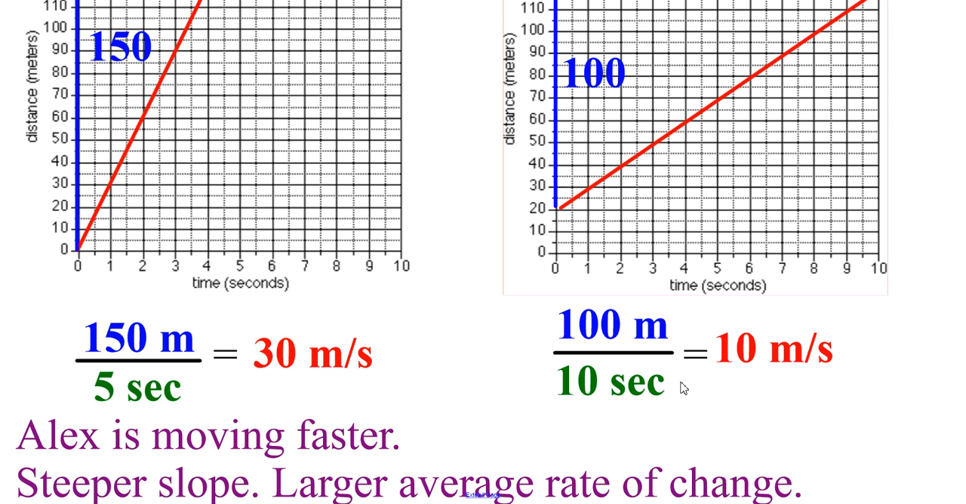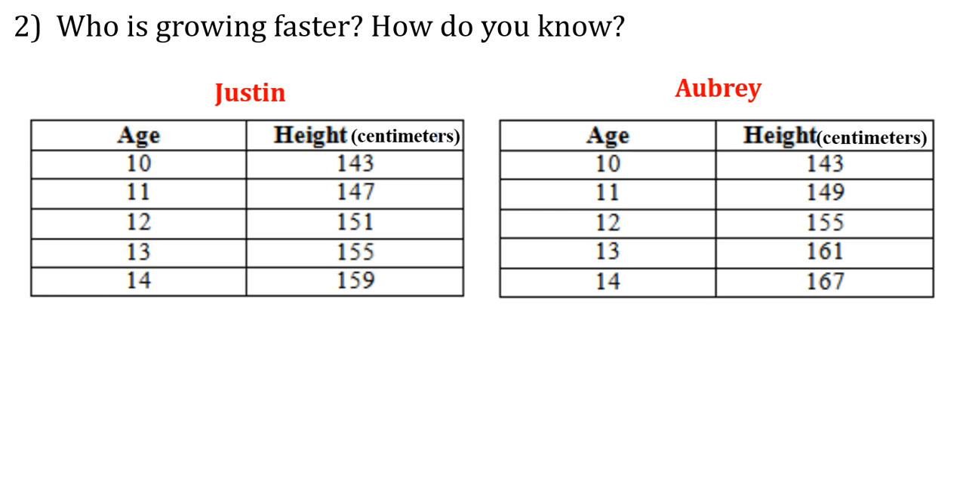Now, we know it's not always graphs that we're given to work with. Sometimes we have tables. So for number 2, who is growing faster and how do you know? Is it Justin or Aubrey? So looking at the tables, we want to think, what are the inputs, what are the outputs? The inputs are the independent variables, the outputs the dependent variables. Inputs would be age, and we can see that the age is going up 1 year at a time for Justin and the same for Aubrey.